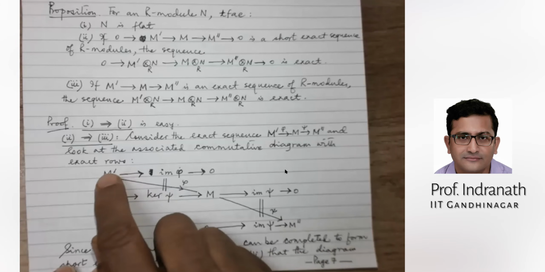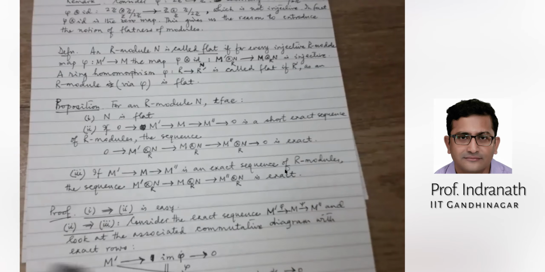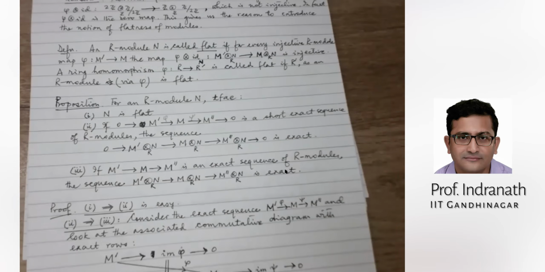So you have this M dash. Sorry, I should have mentioned it here. So here I have my phi, here I have my psi. Okay. Once you have this, then you have your M dash and then the image of phi, right? So you have this map. That is clear, this map is phi, clearly. And you have your M, the kernel of psi, that is, this kernel of psi is contained in M, right? And then going to the image of psi.